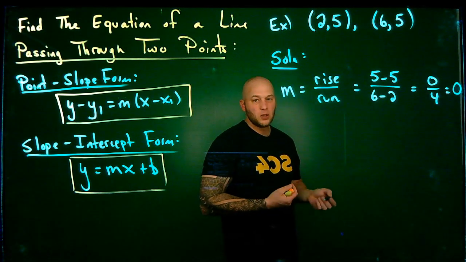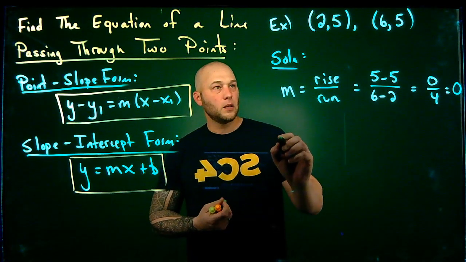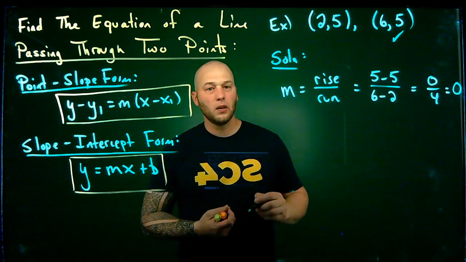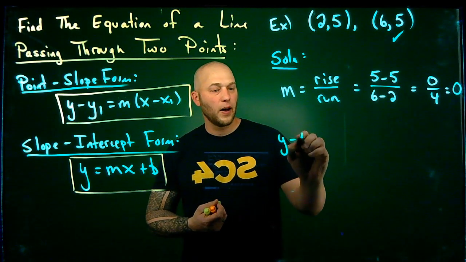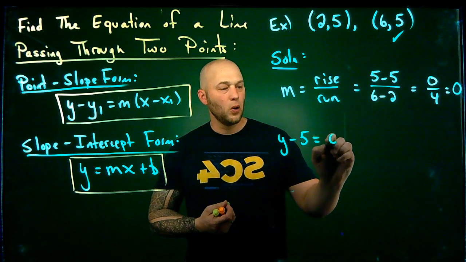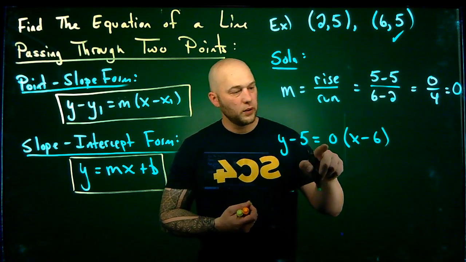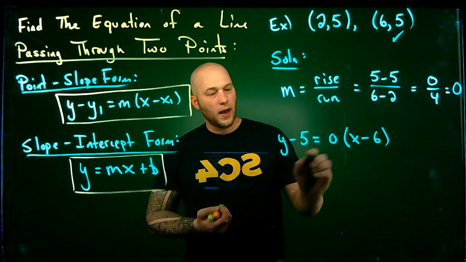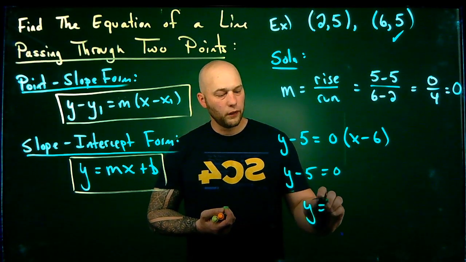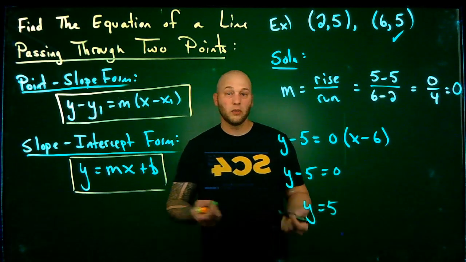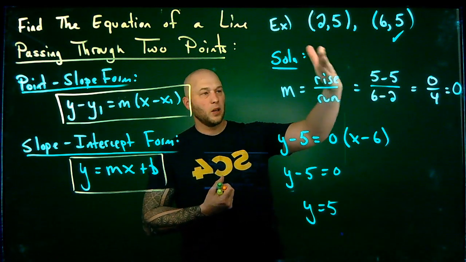My slope is 0. All right, now if I go to my point-slope form, again, let's use this point over here, the 6, 5. Y minus a y value, so 5, is equal to the slope times x minus the x value. Of course, 0 times anything is 0. And if I add 5, I get y is equal to 5. And this equation right here gives me a horizontal line where every single y value is 5.